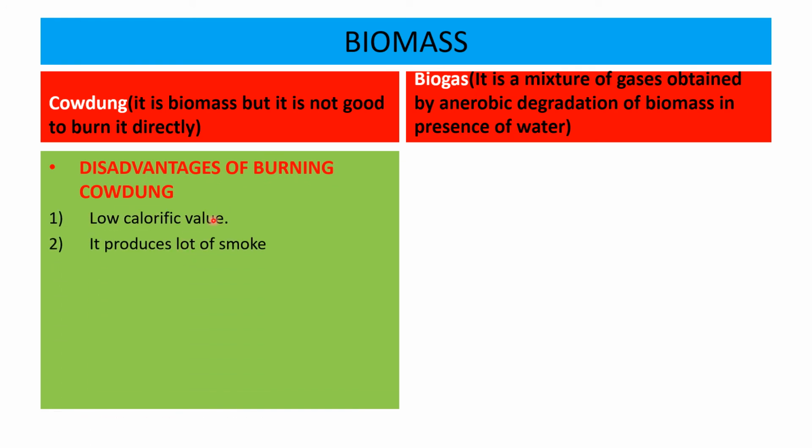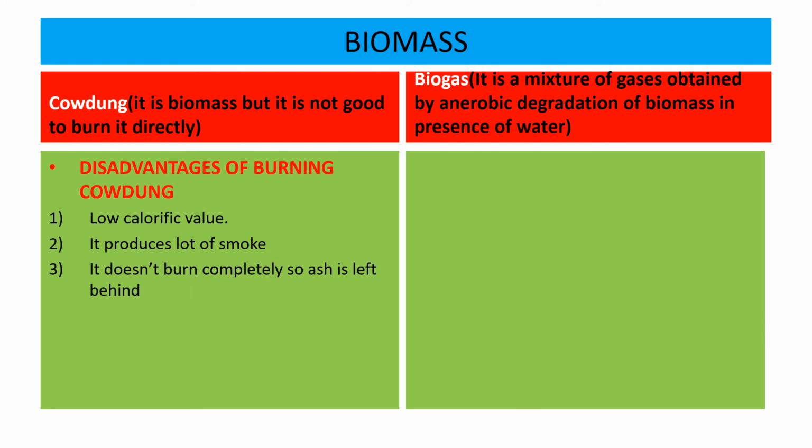Again see, main तो wood और cow dung का same disadvantage. It produces lot of smoke on burning and it has low calorific value. Okay, and also this cow dung, it doesn't burn completely also. So पूरा burn नहीं होता है, तो some ashes left behind. Right? So if ashes left behind, that doesn't consider to be good. Okay, so what are the disadvantages associated here? Low calorific value, doesn't burn completely, so ashes left behind and it produces a lot of smoke.